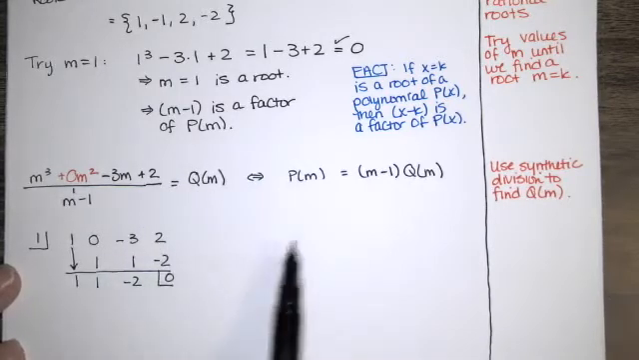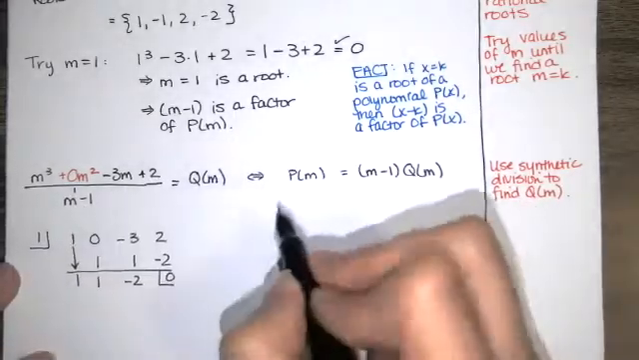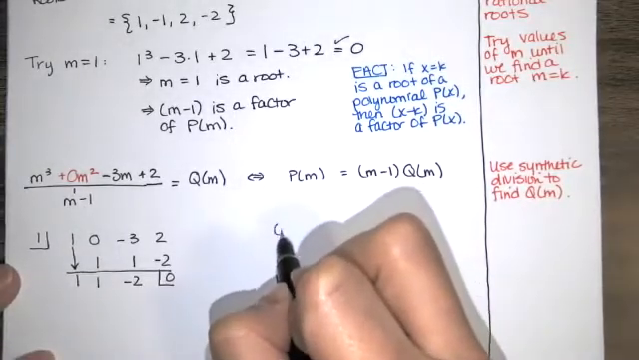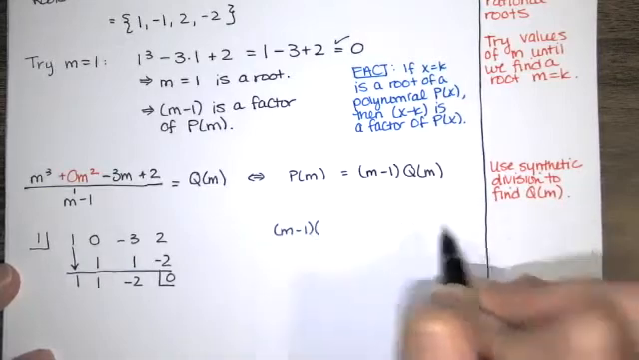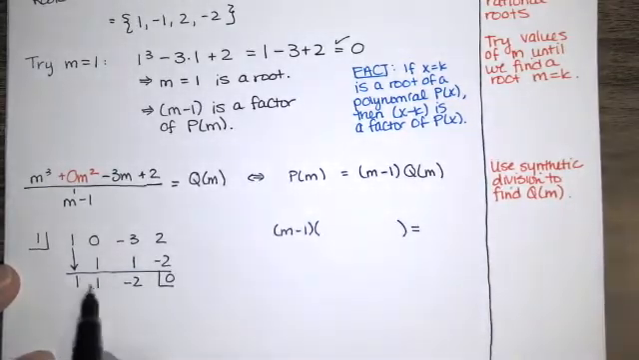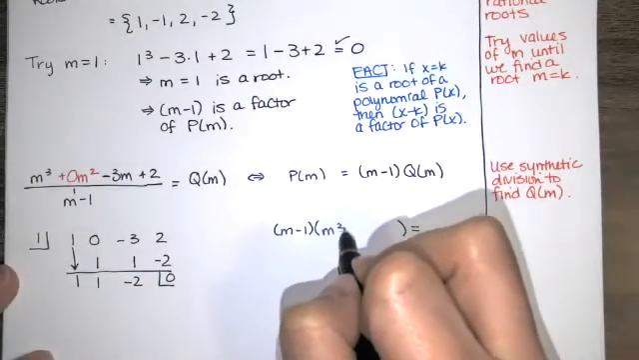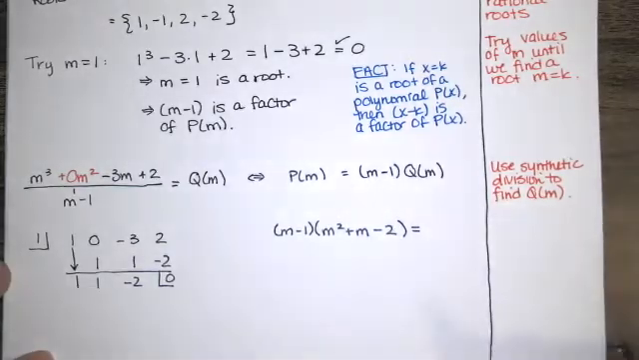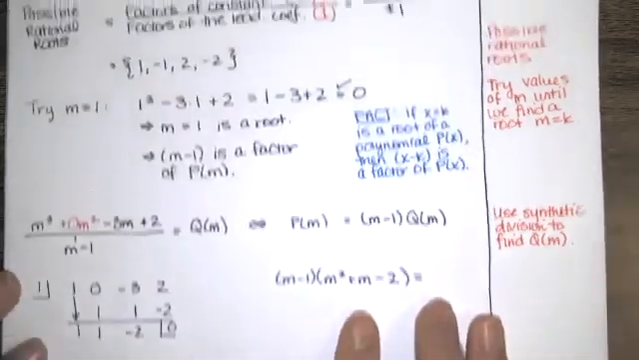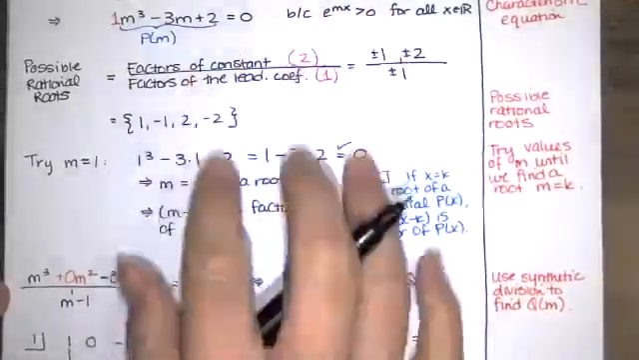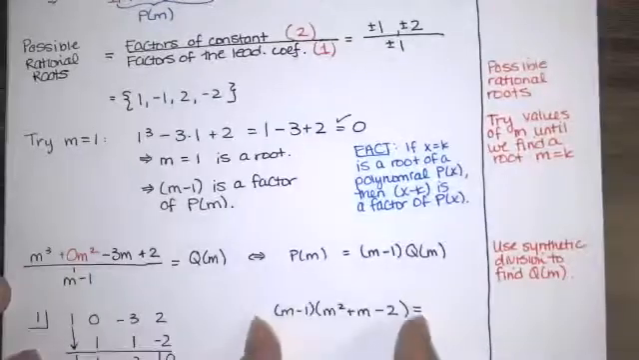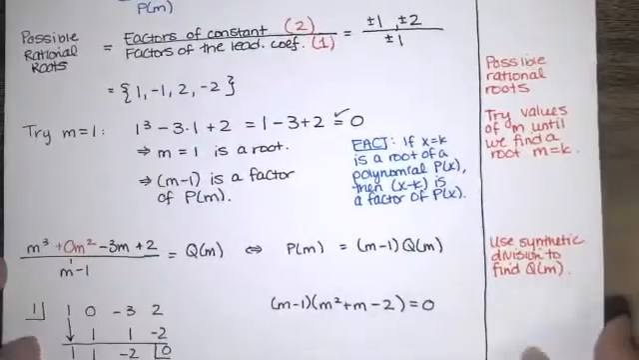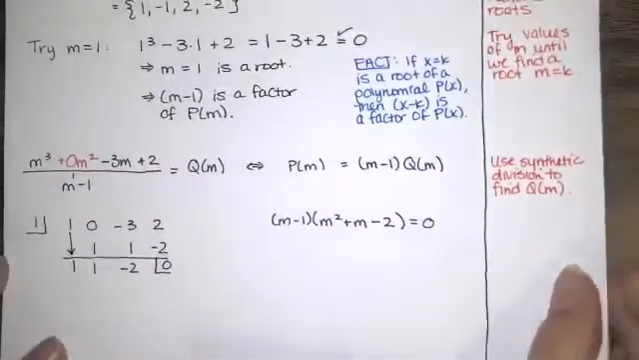So p of m, that's this polynomial in the numerator, turns out to be m minus 1 times q of m, where q has these coefficients, and q is a second degree polynomial. So we have q equals 1m squared plus 1m minus 2. Now this is equal to 0 because we're solving the characteristic equation. The left-hand side factors this way, and that characteristic equation involves that polynomial being set equal to 0.